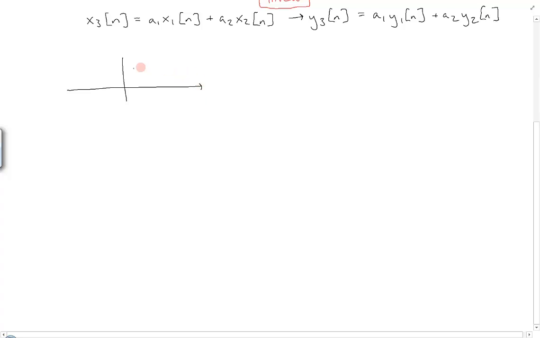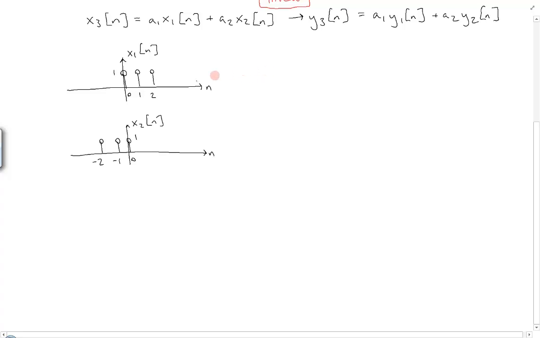Suppose that we have our two inputs, x1 and x2, drawn by these examples. So we have discrete values, since it's discrete signals, and let's say that it only exists at the values 0, 1, and 2. This is a function of n, and all of them have an amplitude of 1 for this signal. And let's say that we have another input, x2 of n, which is going to be like this. So this is at -2, -1, and 0, also with an amplitude of 1.